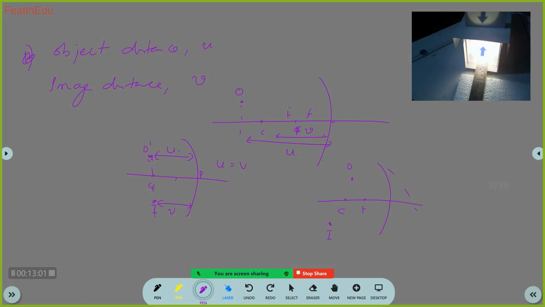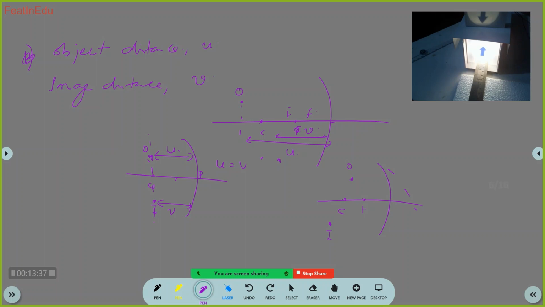When I move the object further away, what happened? The image which was here, now the image will move here. It will move closer to the mirror. Did you observe that? Hello, Aryan. Others? And if I move the object beyond C, then it is here. And if I move the object closer, between C and F, then the image will move away from the mirror. Did you observe this? I want you to observe it, that's all.